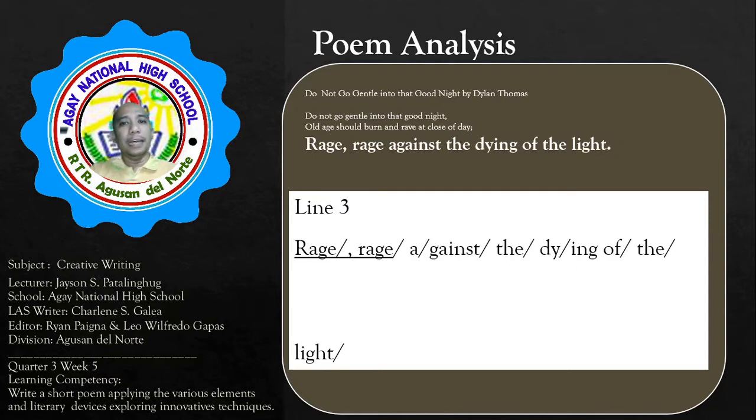So we're going to identify now the stressed syllables in order for us to identify the poetic meter. Okay, so rage, that's strong because it's in strong emotion. Rage, so that's stressed. Another rage, because you say rage, rage against the dying of the light.